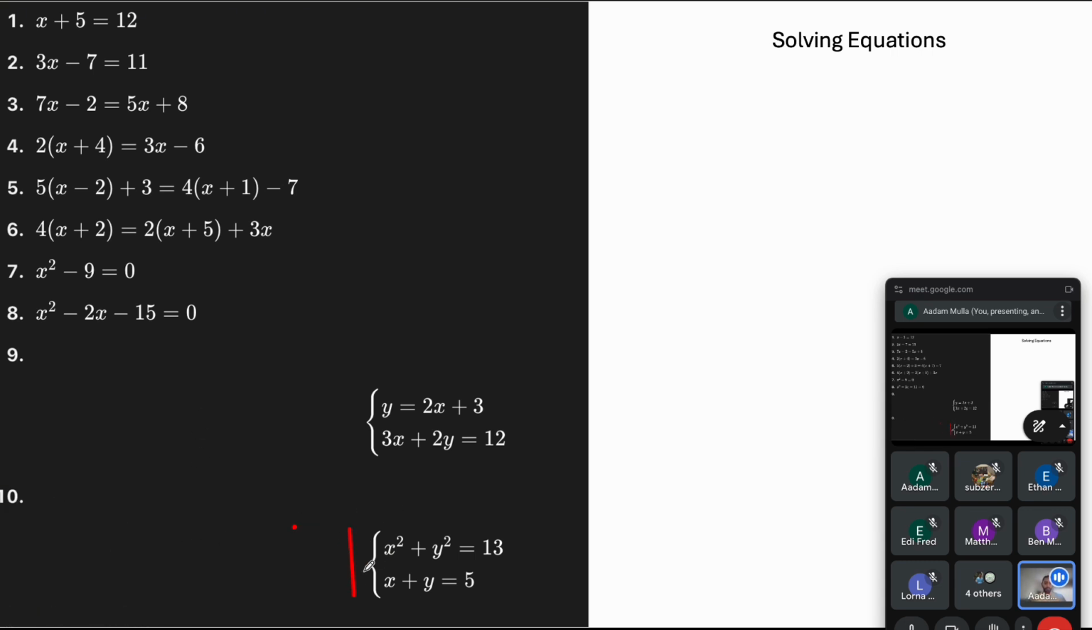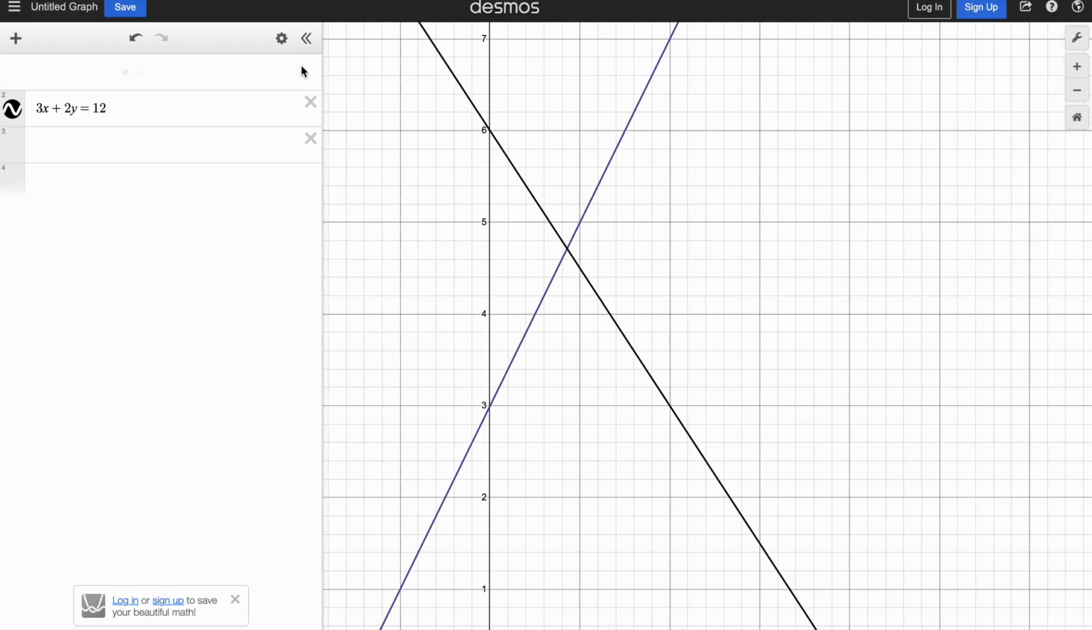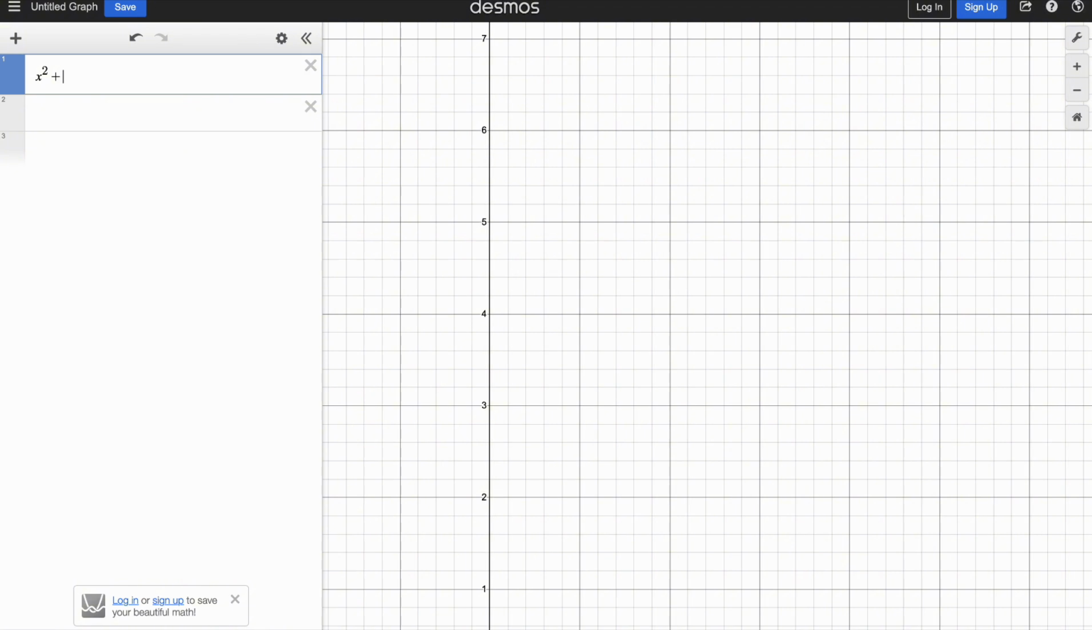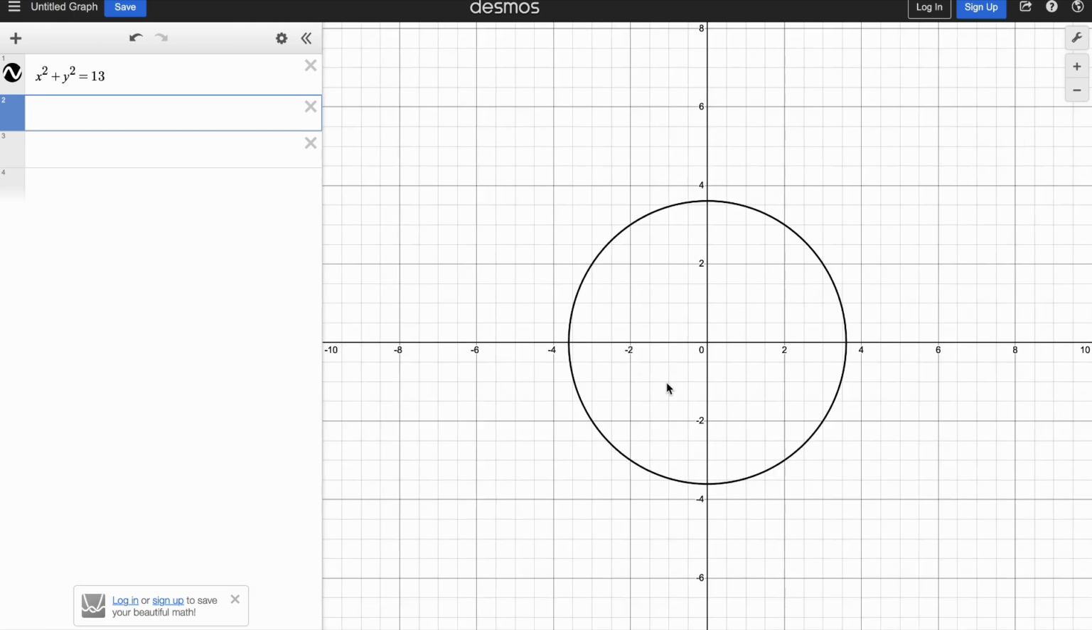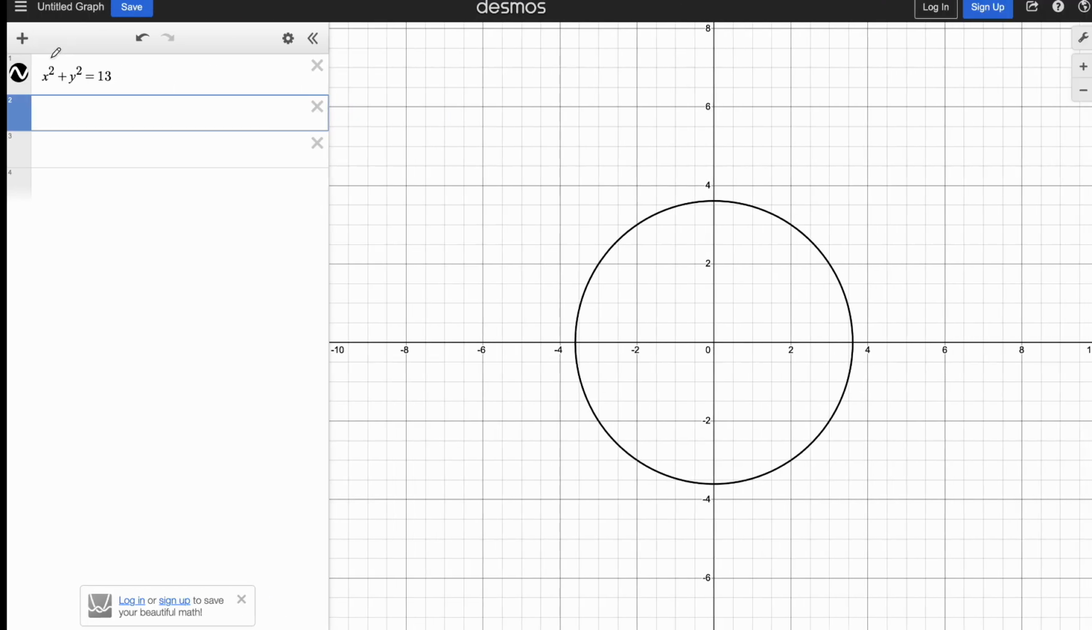So type in x squared plus y squared equals 13, and you might notice we talked about these type of equations last month. You'll spot something quite special about it, and this one's just a line equation. Sometimes if your graph isn't centered, you can just look on the top right hand side, press the home button, and it will show you it. And the second one, x plus y equals 5.